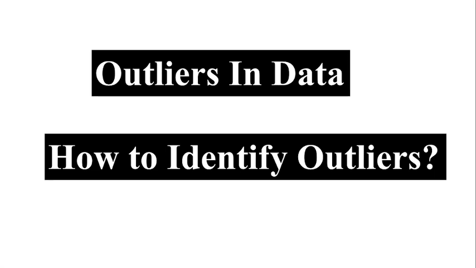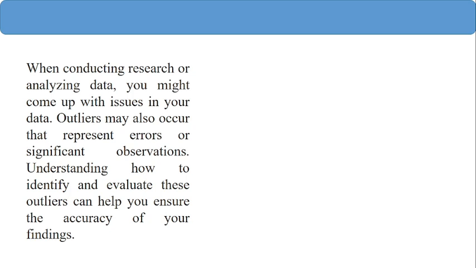Welcome to Research World. In this video, I will explain what outliers in data are and how to identify them. Let's begin. When conducting research or analyzing data, you might come across issues in your data. Outliers may also occur that represent errors or significant observations. Understanding how to identify and evaluate these outliers can help you ensure the accuracy of your findings.